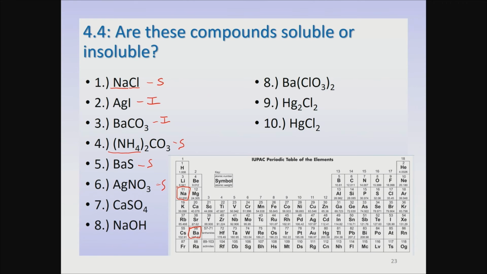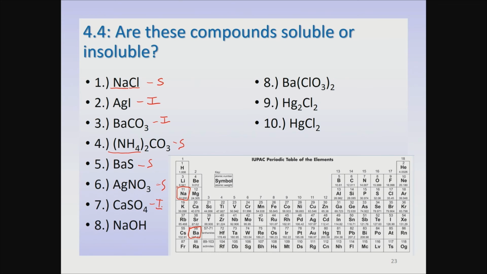So calcium sulfate is going to be a tough one, right? Because you have to remember that sulfate is always soluble except when it's bound to those 6 counterions, which are mercury, lead, and silver, and then calcium, strontium, and barium. So here we have sulfate bound to calcium, and so the calcium is going to make it insoluble. So this is going to be relatively insoluble.